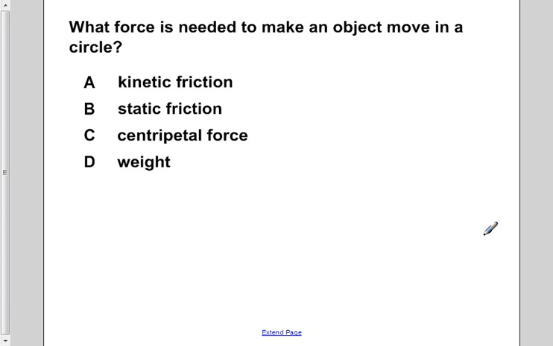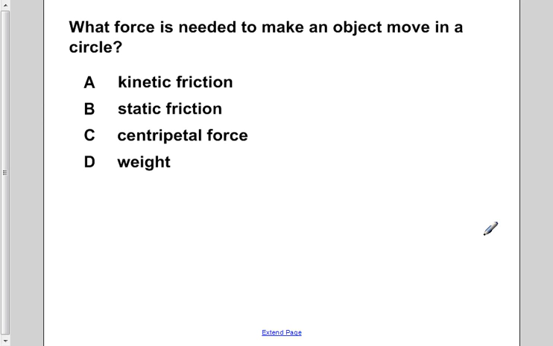What force is needed to make an object move in a circle? A. Kinetic friction. B. Static friction. C. Centripetal force. Or D. Weight. First one, kinetic friction, is opposing any type of motion.